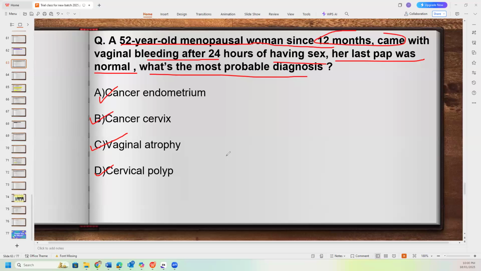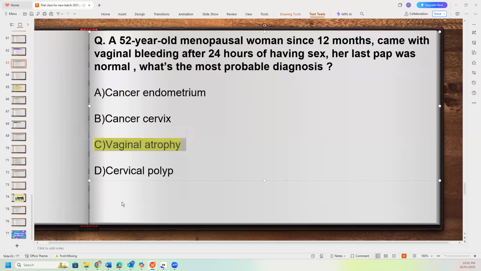Postmenopausal female, no problems, just acute onset of vaginal bleeding after 24 hours of having intercourse. What's the most common cause of diagnosis? Because her pap smear was normal, it's very good, vaginal atrophy. Most common cause of bleeding after intercourse in a postmenopausal female is vaginal atrophy.